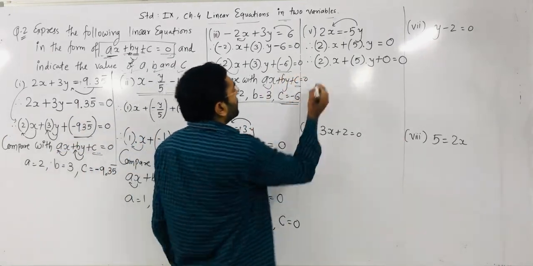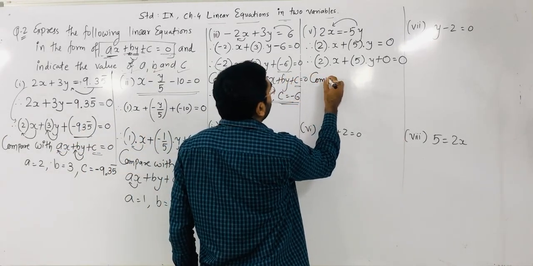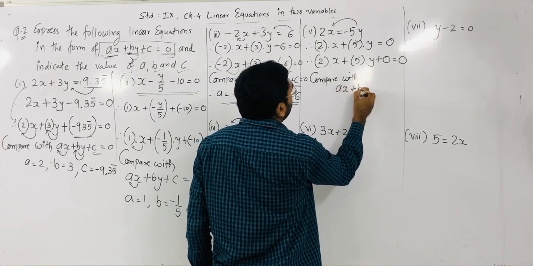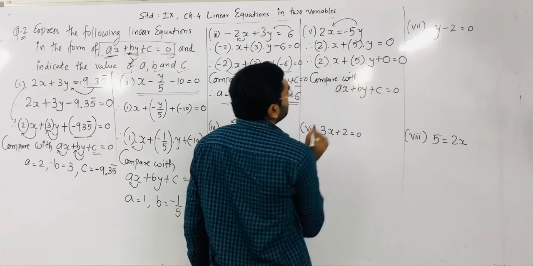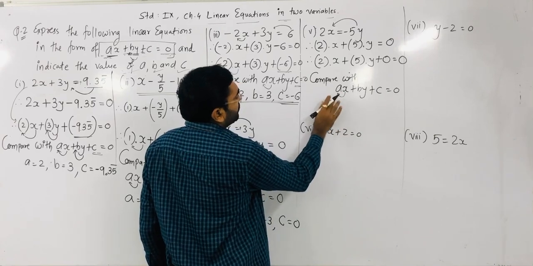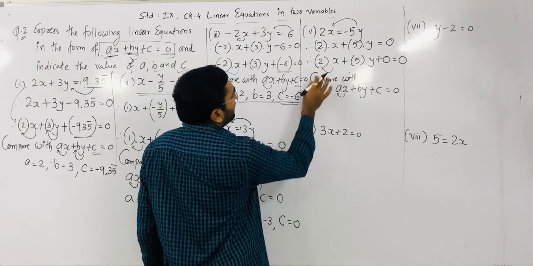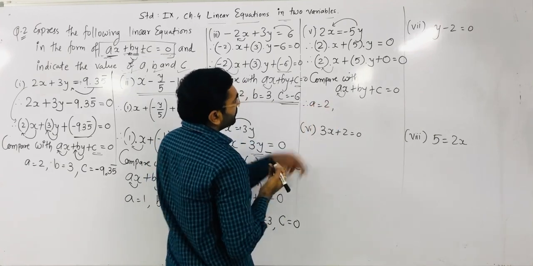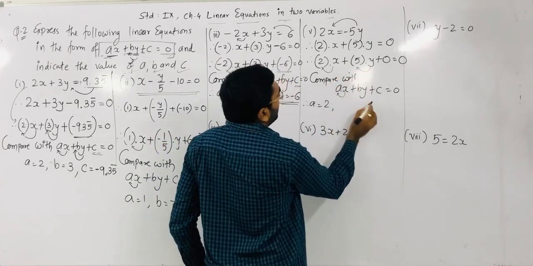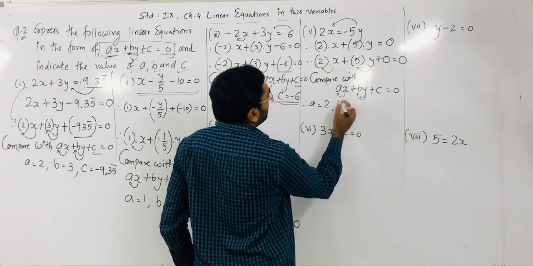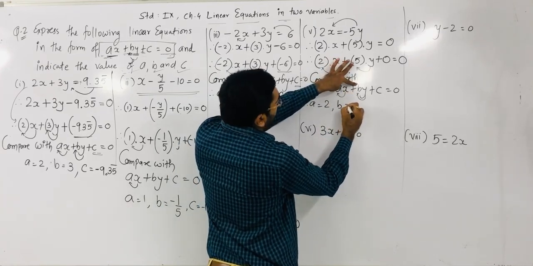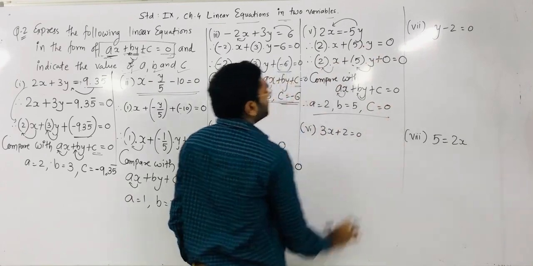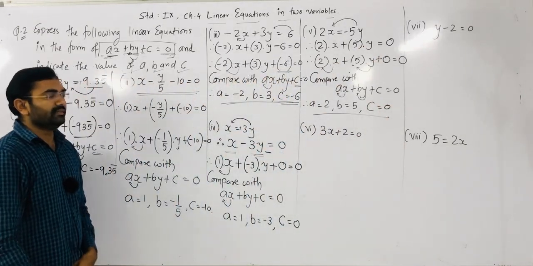Okay. Now we have to compare with ax plus by plus c is equal to 0. So here the x coefficient is a. In the given equation, the x coefficient is 2. So we can say a is equal to 2. Here the y coefficient is 5, and the y coefficient is b. So we can say that b is equal to 5 after comparing them, and the c value is 0. So this is our a, b, and c.